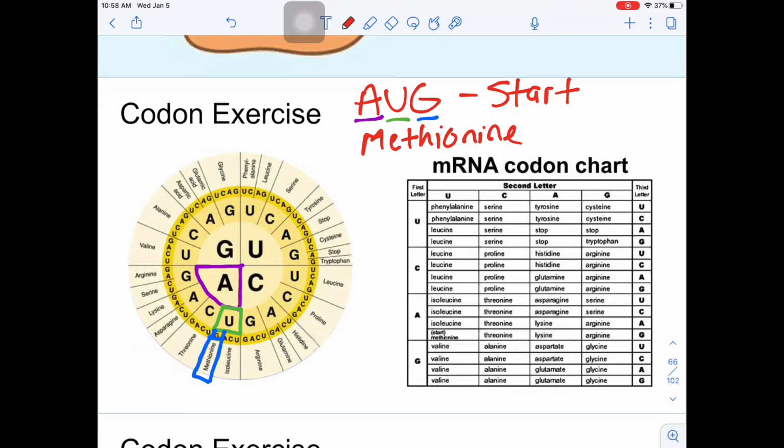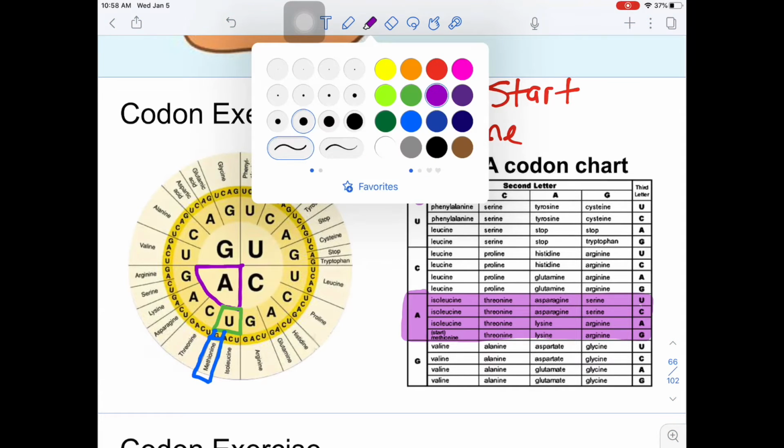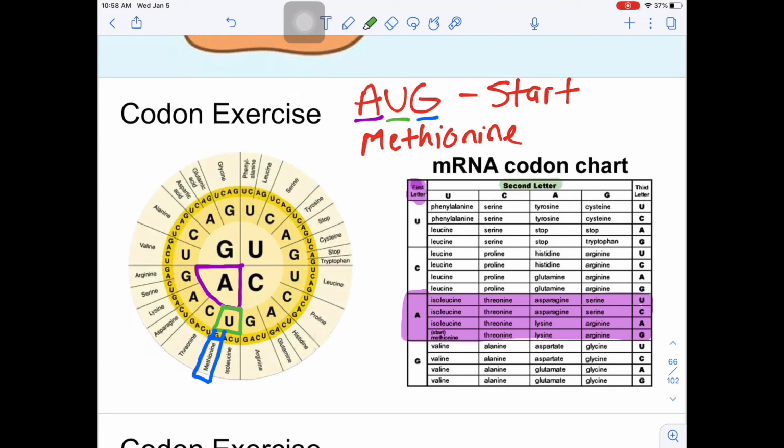Let's look at the same one using the chart. So starting with the first letter A, on the left-hand side of our chart, this is where we find our first letters, we're going to find the A. This A means that any of these amino acids could be the possible answer to a codon that starts with the letter A. So let's highlight all of them. But we got the second letter. So the second letter is U. So looking at the top here, let's find the second letter. Here's the U.